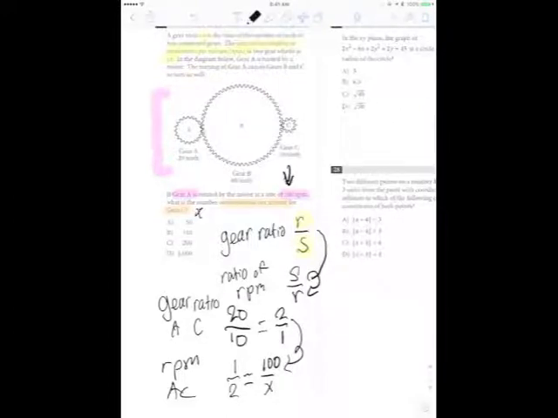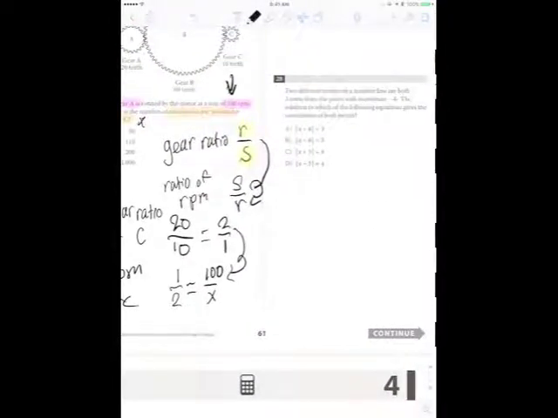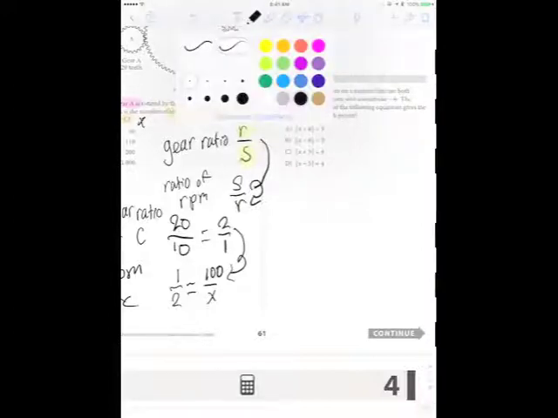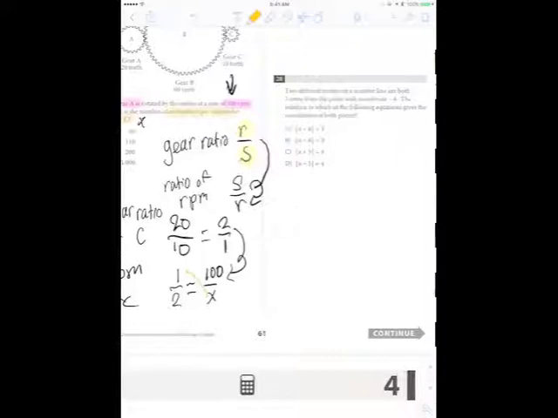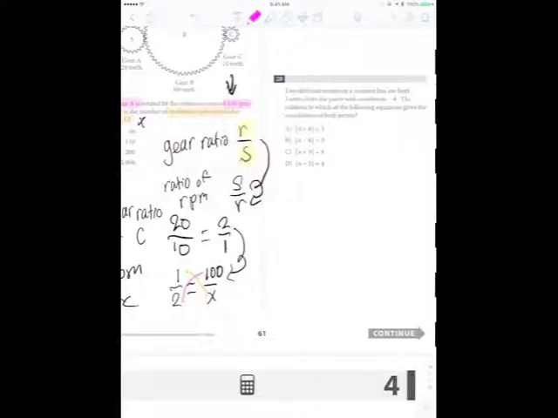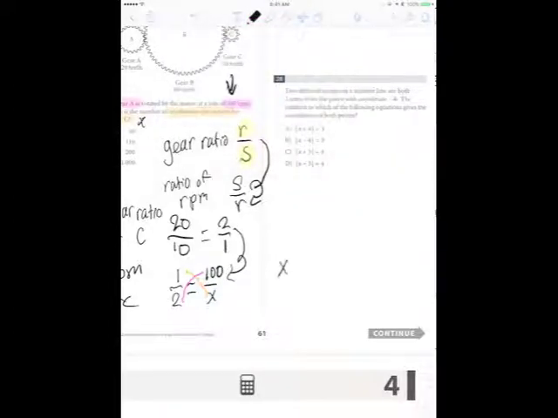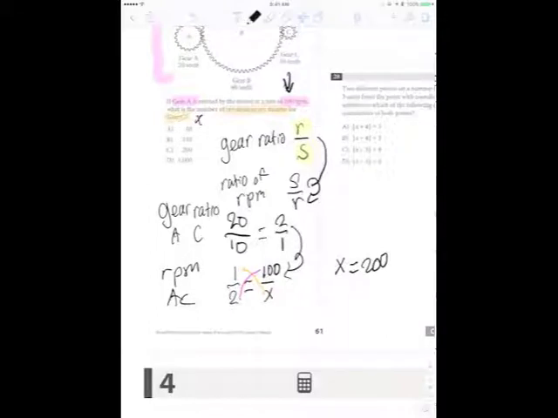So let me just scroll down a little bit and we'll just solve for X. Actually, I'll use the space to the right. When we have a proportion like this, we would just cross multiply. So we would do X times 1 and 2 times 100. So here, we'll get on the left, let me just change the color, X times 1, which we don't have to write, and 2 times 100, which is 200, so therefore our answer is C, 200.